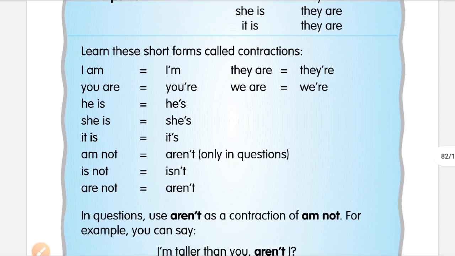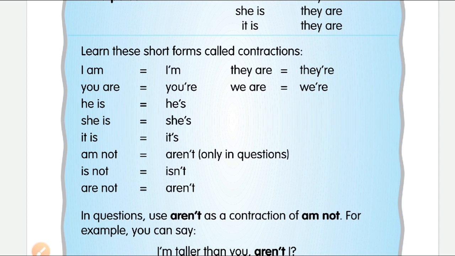So here are some short forms which are called contractions. Generally when we read books, there are these types of short forms. We get confused regarding reading this type of contraction. So in order to read, you can see here I am is written as I'm, just an apostrophe and m.